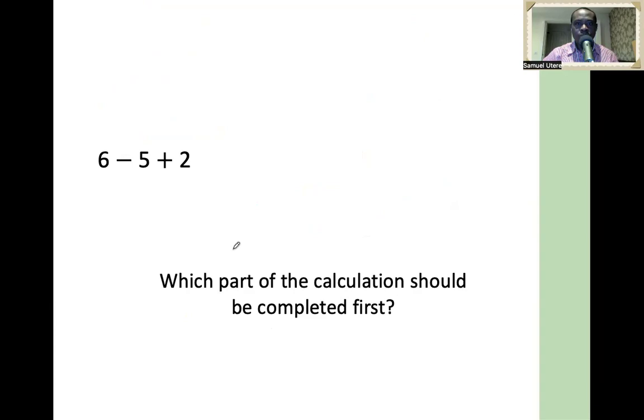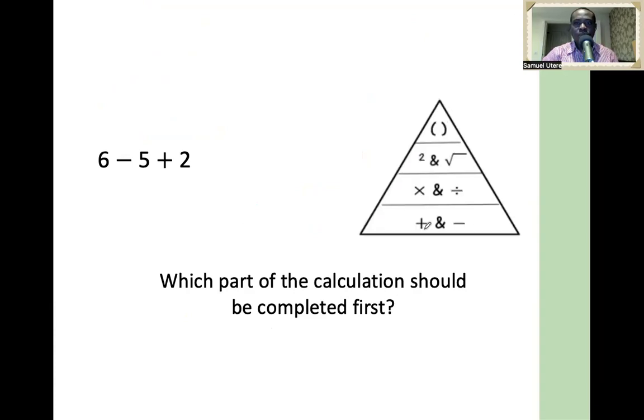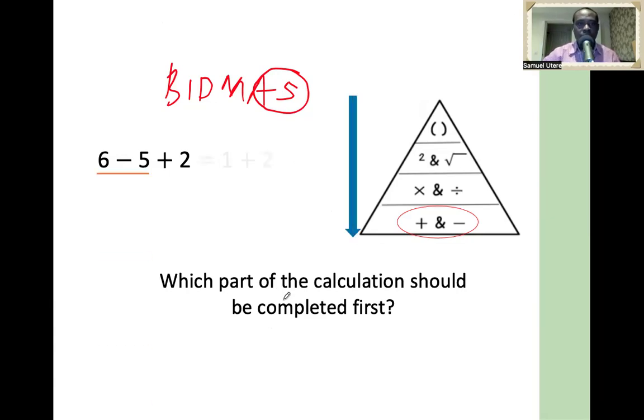What about this one? Now, you can see that they are on the same level. If you look at BIDMAS, remember I said always remember BIDMAS, these are the last, and they have the same order. If they have the same order, we can simply do the calculation from left to right. We don't have to say I have to do addition first or subtraction first. In this case, we'll just do 6 subtract 5, which is 1. 1 add 2 is 3.